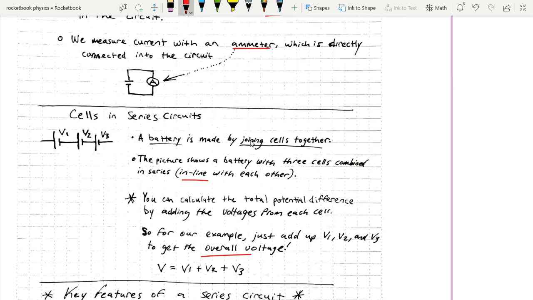So a battery, as I've said, you take cells and you put them together. This picture shows a battery with 3 cells combined in series, so they are what you call in line with each other. They're all connected. Positive, negative, positive, negative, positive, negative. Put a case around it, make one side positive, make the other side negative. Congratulations, you've got yourself a battery. Pretty ingenious. You can calculate the total potential difference by adding the voltages from each of these together. So for our example, just add up the voltage of V1, V2, and V3, and get the overall voltage.